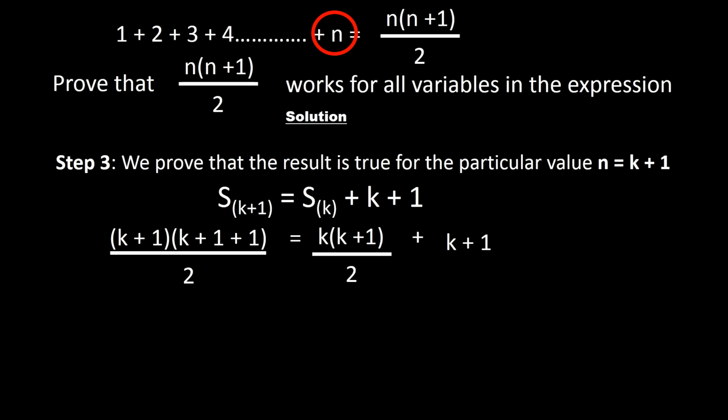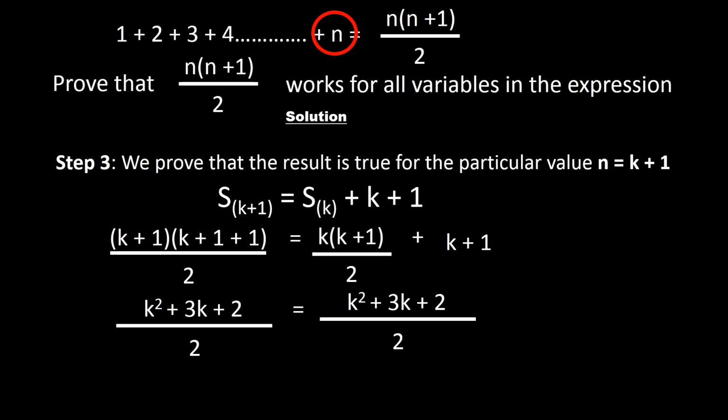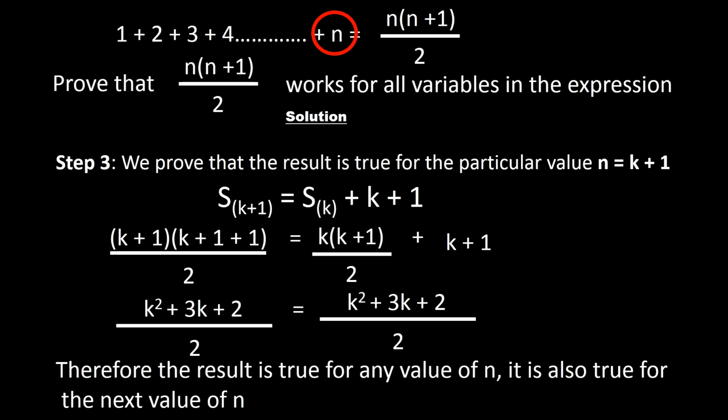If we solve this, on both sides we are supposed to have k squared plus 3k plus 2 divided by 2. On the other side too, we have the same thing, k squared plus 3k plus 2 divided by 2. So therefore the result is true for any value of n. It is also true for the next value of n. We have proven it. So let me take another question.